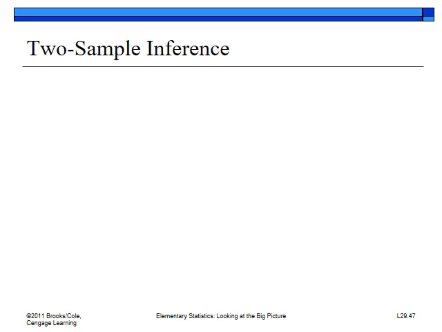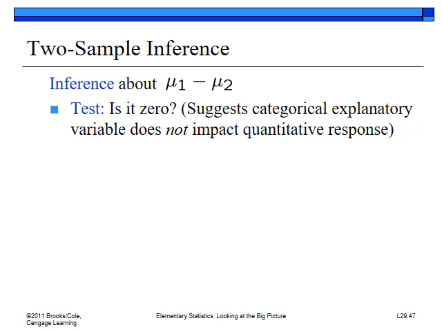So how do we do inference for two samples? The inference we want to do will be about the difference of the means in the populations. The test is always going to be, is that difference 0? Just like in the paired design, our null hypothesis is that something is equal to 0.